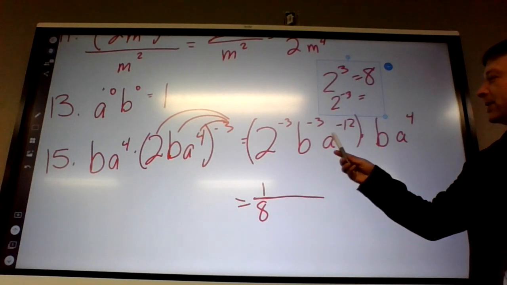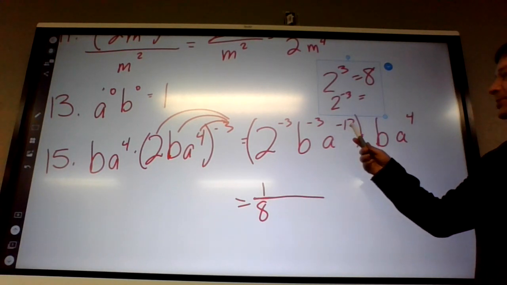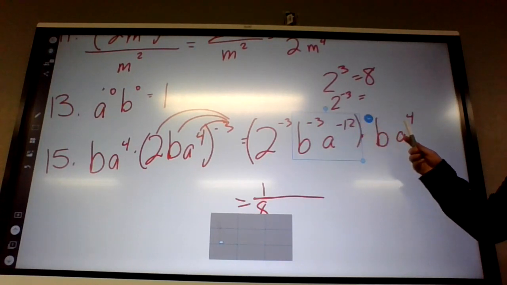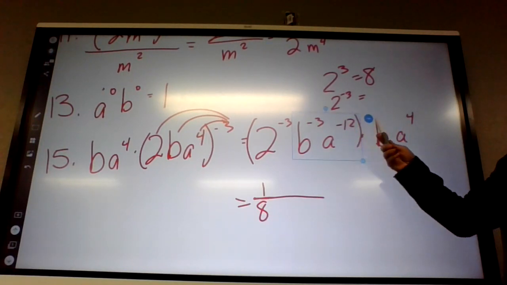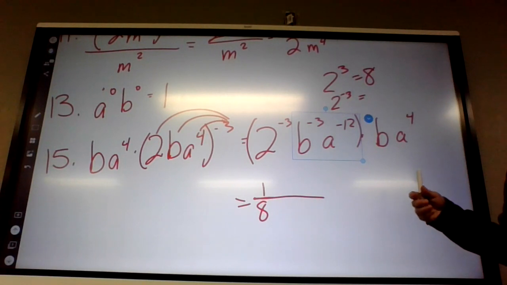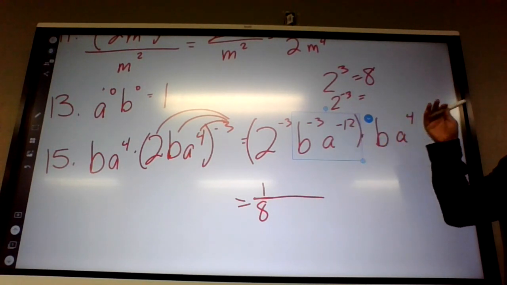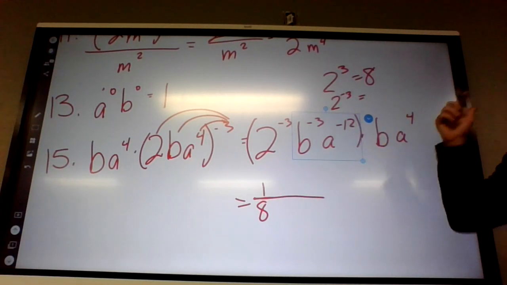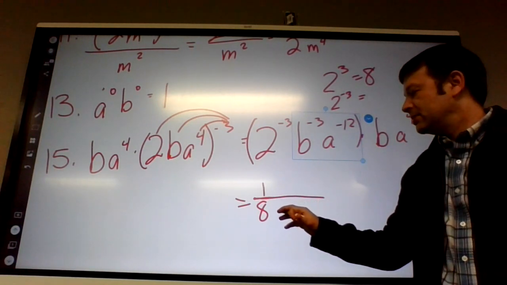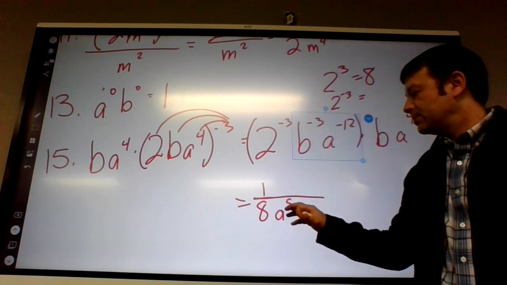Okay, and then I'm going to do alphabetical order. So Clay, what do we do? A to the negative 12 times a to the 4. What do we do with the exponents here? Well, technically subtract, because it's like adding a negative, which is like subtracting. So what's negative 12 plus 4? Negative 8. Right. So if it's a negative 8, what am I going to do? A to the 8 on the bottom.